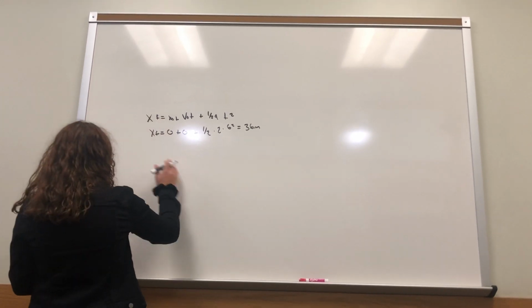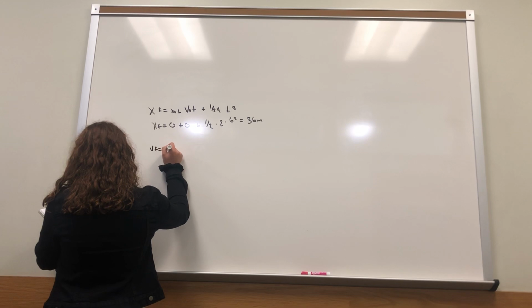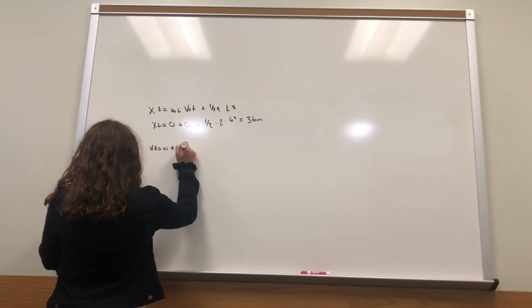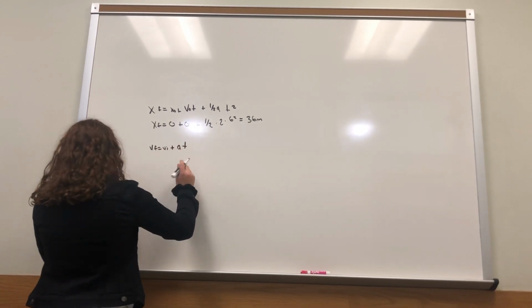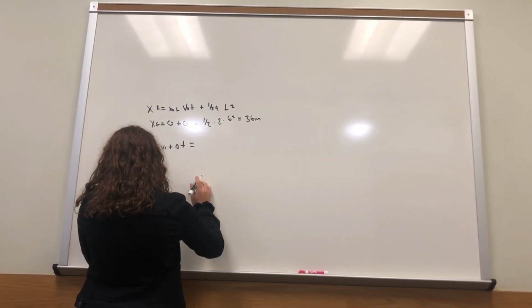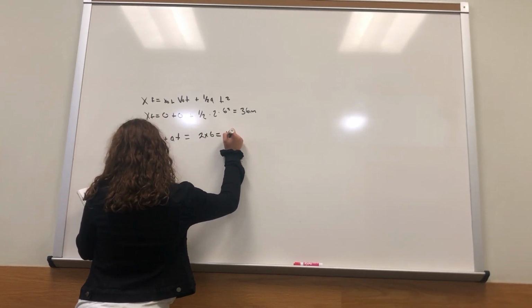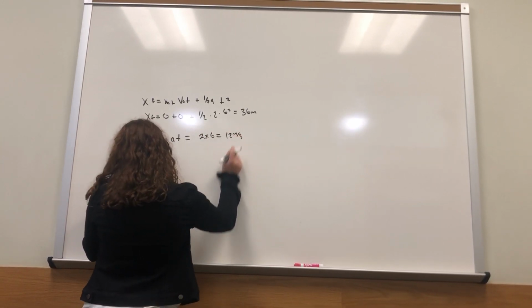And then for the next 2 seconds, we do velocity final equals velocity initial plus acceleration multiplied by t. And we just need to plug in our values here. So we get 2 times 6, and that gives us a velocity of 12 meters per second.